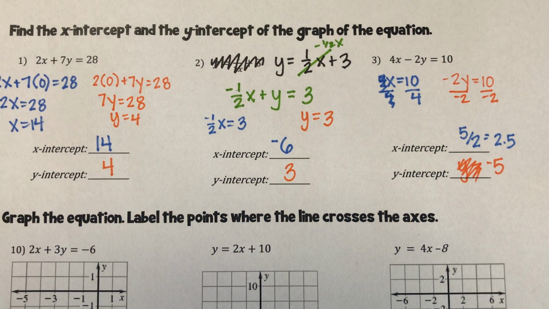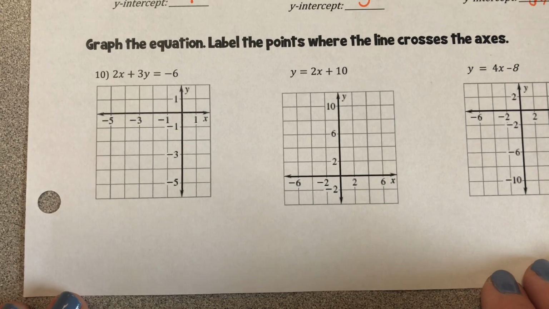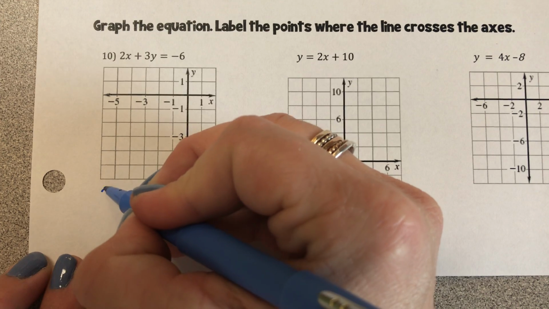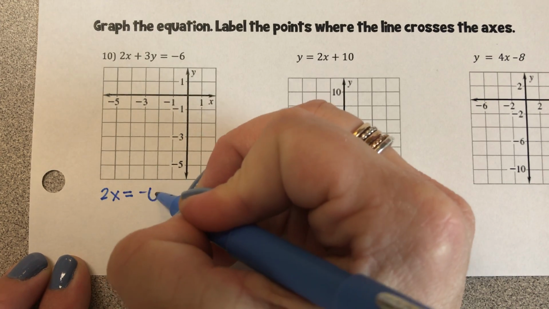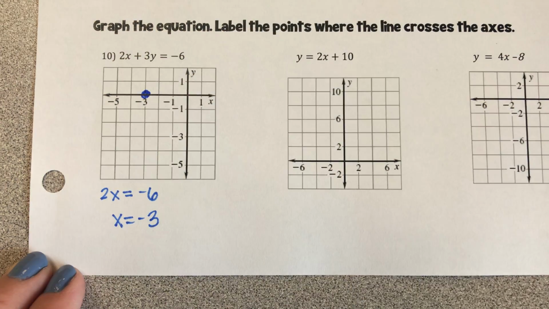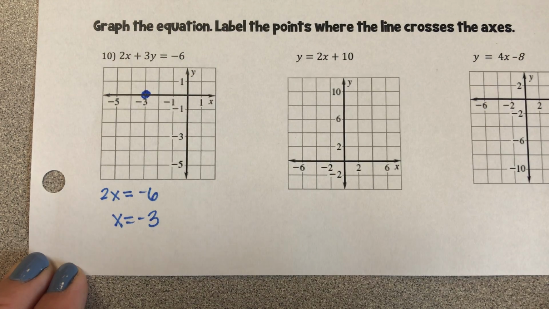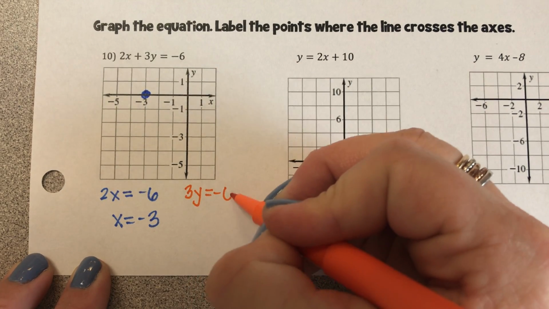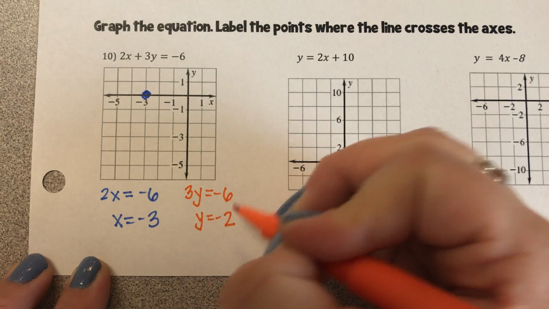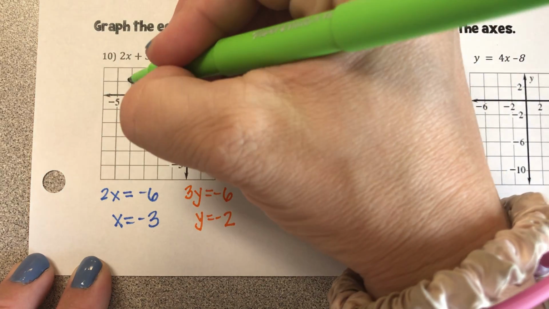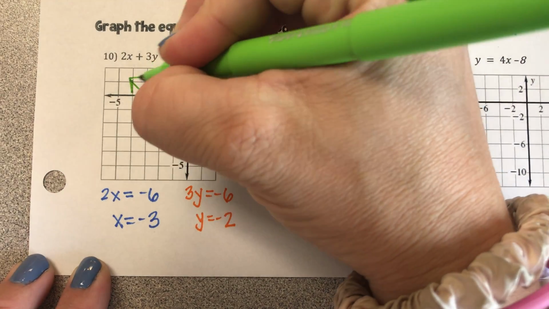Okay, so why do we even care, right? It seems like a lot of work to find these 2 points. Well, here's why. Let's look at number 10. If I'm trying to find the x-intercept, that means y is 0. So I have 2x equals negative 6. X is negative 3. So I can put a dot right there. And then when I go to find my y-intercept, x is 0. So 3y is negative 6. So y is negative 2. Those are my 2 intercepts. I can connect them with the line, and I'm done.